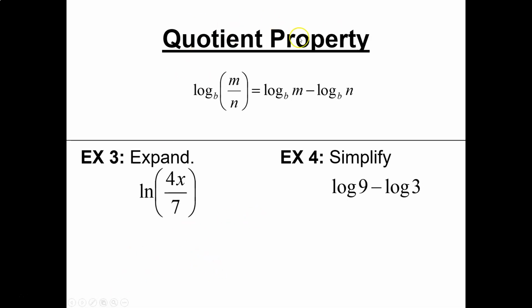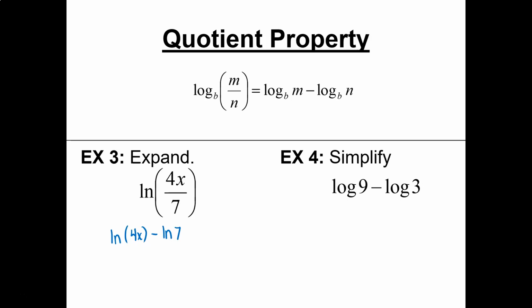Next property, the quotient property. If we have two things that are divided, we can break them up with subtraction. So if I have natural log of 4x over 7 and I'm asked to expand, I could break it up this way: natural log of 4x minus natural log of 7.